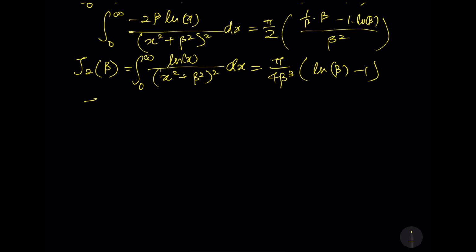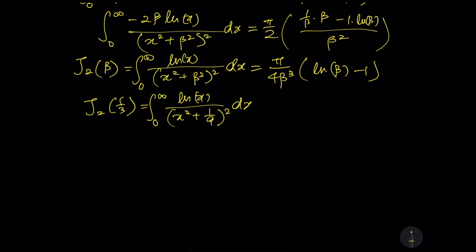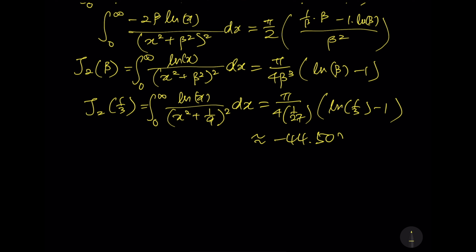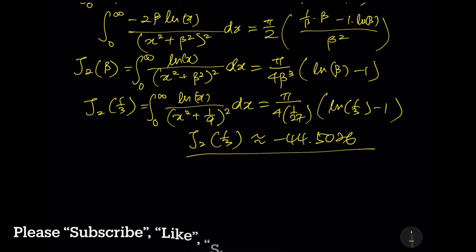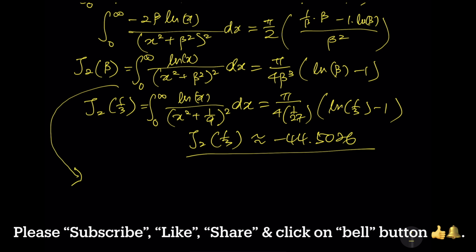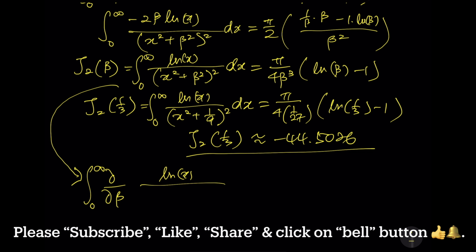When beta equals 1 over 3, J2 is the answer for the second part of the question, which equals 27 pi divided by 4 multiplied by natural log 1 over 3 minus 1. Approximately equals negative 44.5026. We need this result when we calculate the final answer later. For the third and last part of the question, we don't need to do the derivation all over again, we just have to extend from J2.